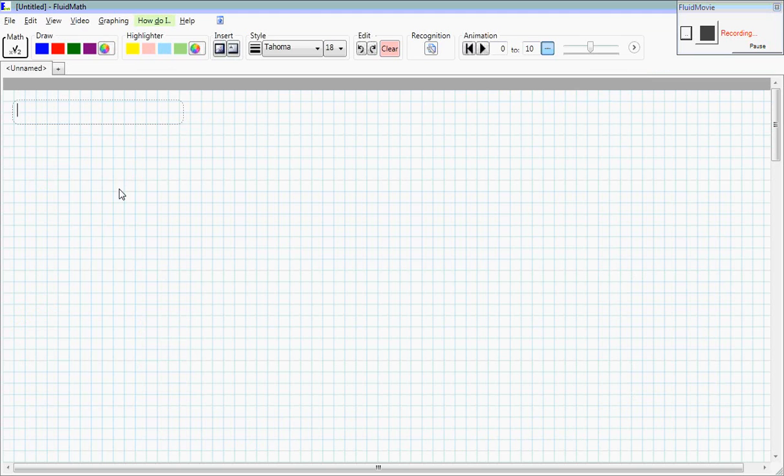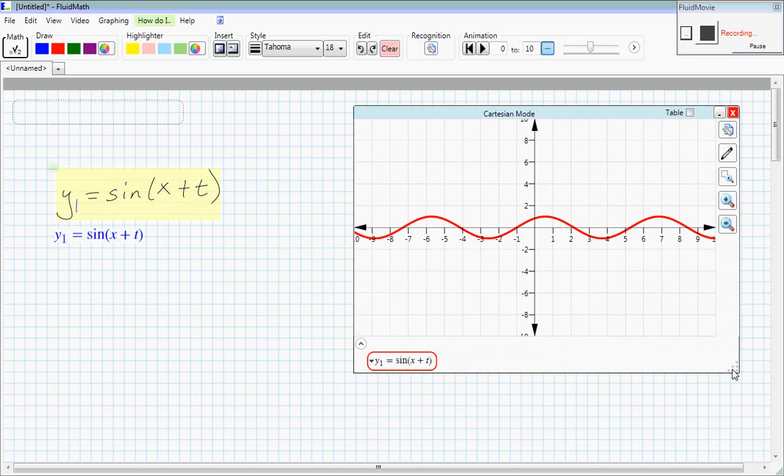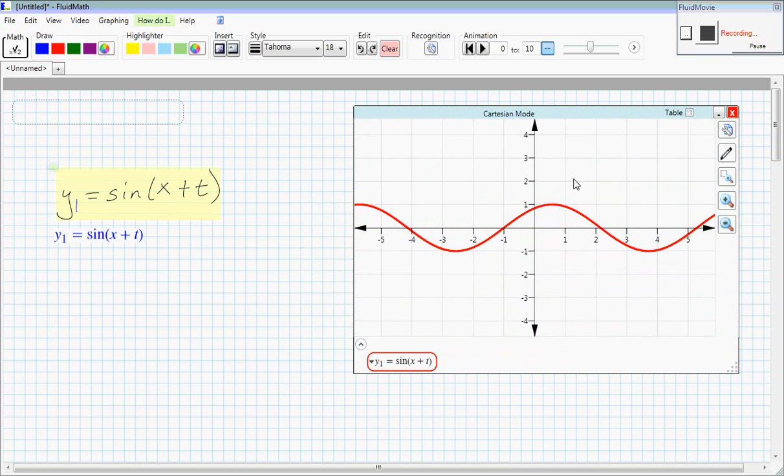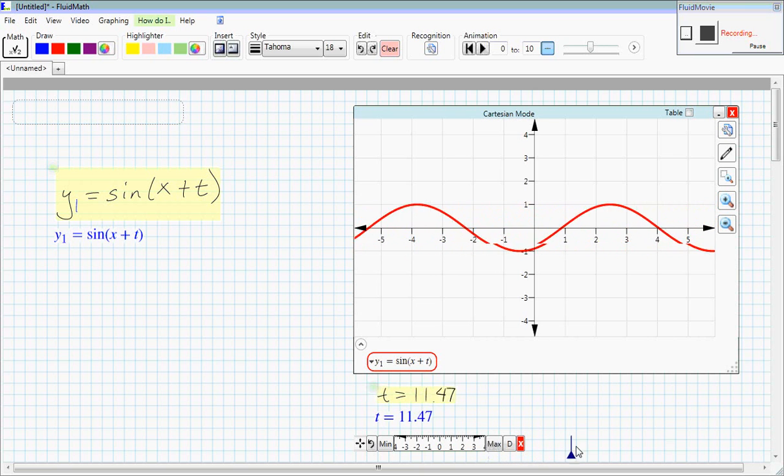So we're going to use a sine curve for our wave. Let's say y1 is equal to sine of x plus t. Okay, we'll create a graph of this. Zoom in a little, and this red line is our curve. So now we'll create a time slider. Let's say t equals 0 initially. And as we drag time, we can see the curve, the wave, traveling from right to left.